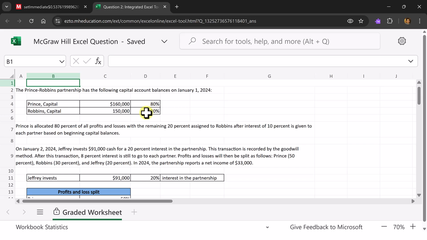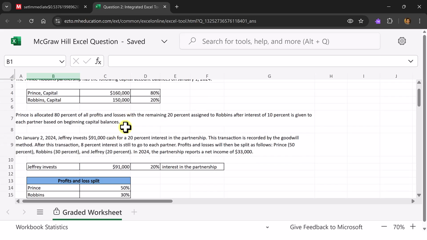We all know that assets are equal to liabilities plus equity. All of this is the equity at the beginning of the year. Assuming that liabilities are zero, or they're subtracted already or netted out to get the assets, this total right here should also be equal to the assets for the partnership at the beginning of the year before admitting the new partner. And to get an interest in the new partnership, here we have Jeffries investing $91,000 cash to get a 20% interest in the partnership.